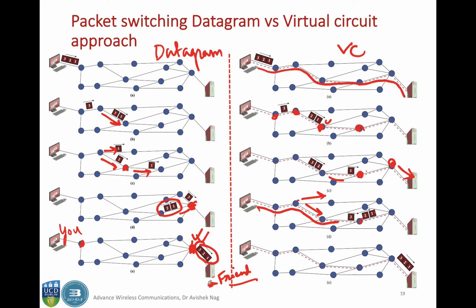Both are packet switching, but datagram doesn't have a predefined route. Okay, it can take different routes independently, and then at the final destination you reorder your packets and send it to the final end station.